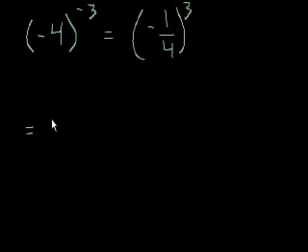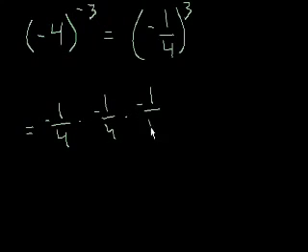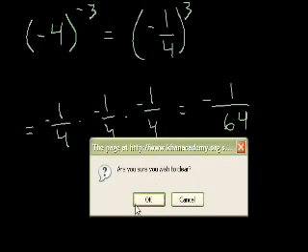And that equals minus 1 over 4 times minus 1 over 4 times minus 1 over 4. The negative times a negative is a positive, but then we're multiplying that times another negative, so we get a negative. 1 times 1 times 1 is 1. 4 times 4 is 16, times 4 is 64. So it equals negative 1/64. Let's do another problem.